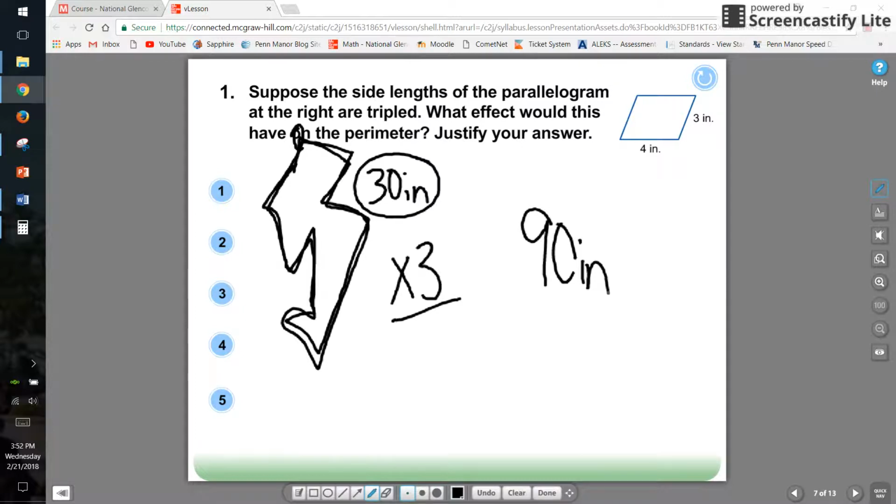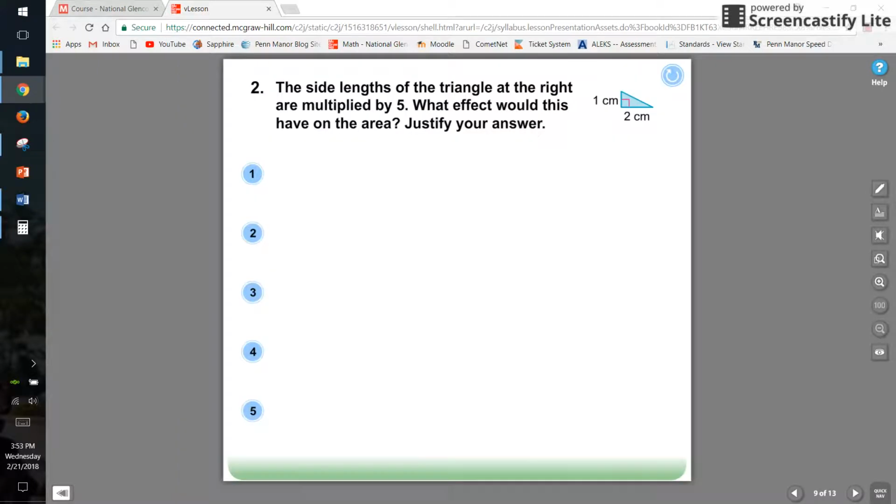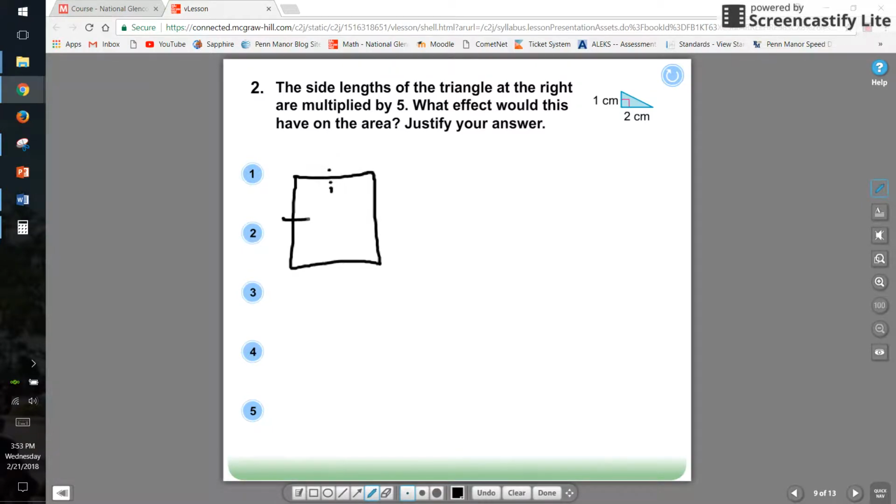Speaking of area, here we go, ladies and gentlemen. We are now going to talk area. So I'm not going to do this triangle. Again, I'm going to do something a little bit more basic. How about a square? I'm really good at drawing squares. There we go. Perfect.